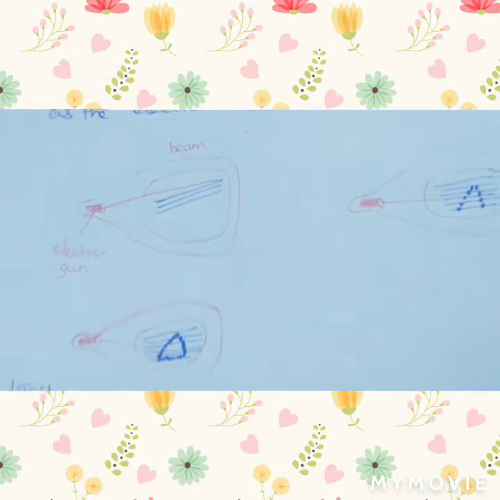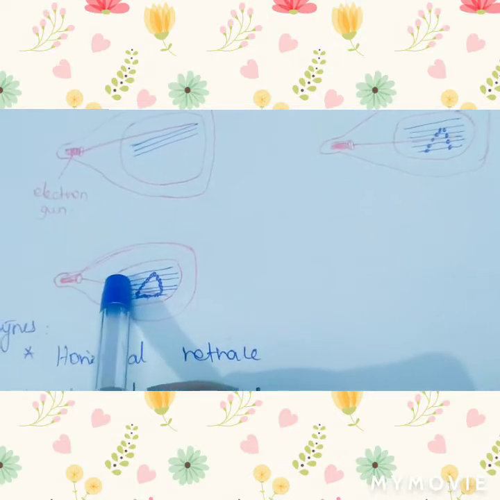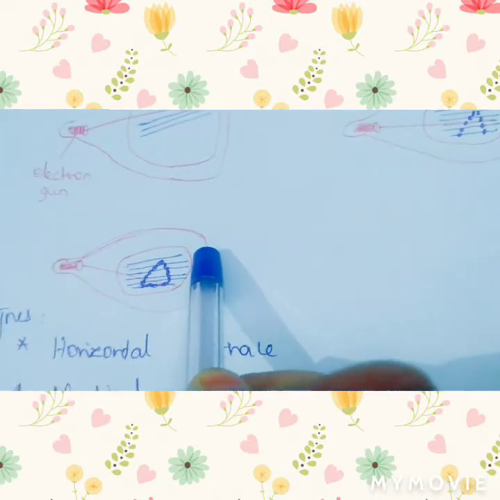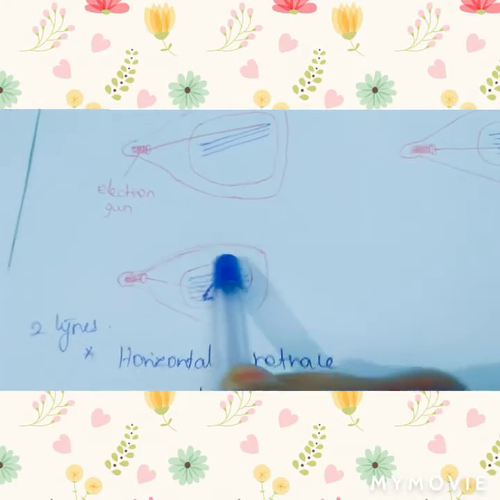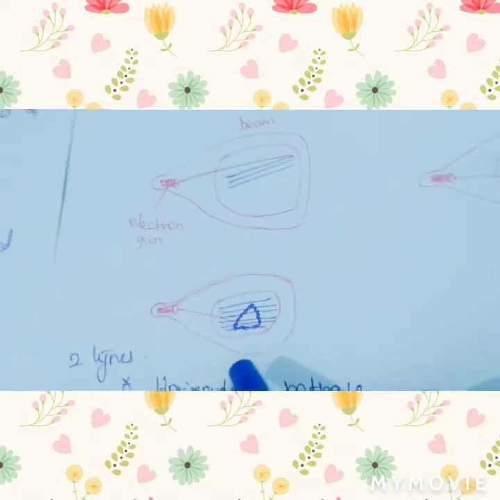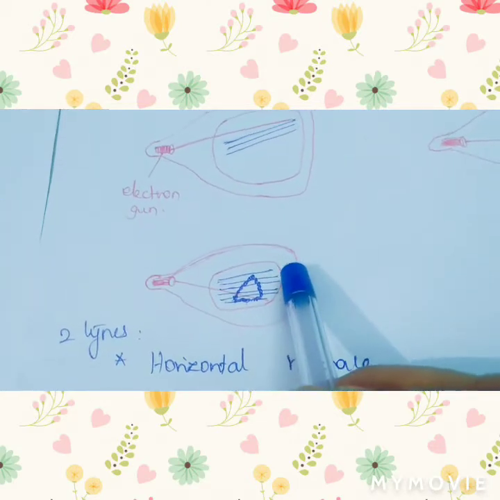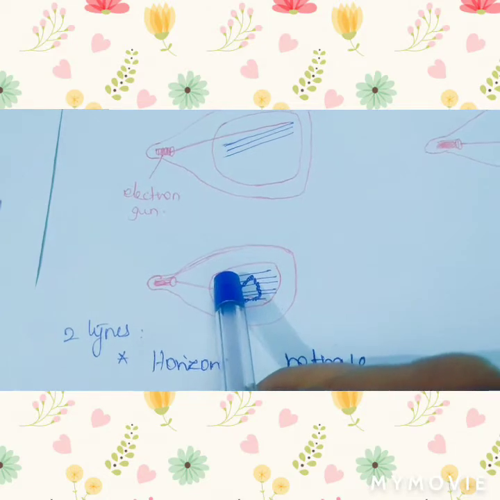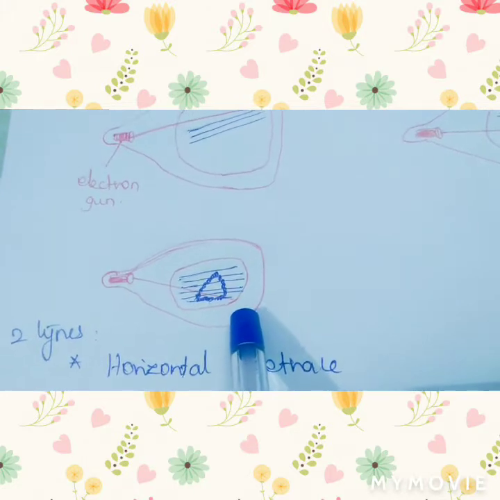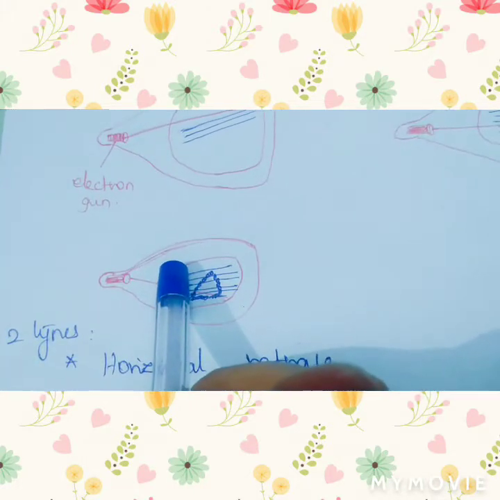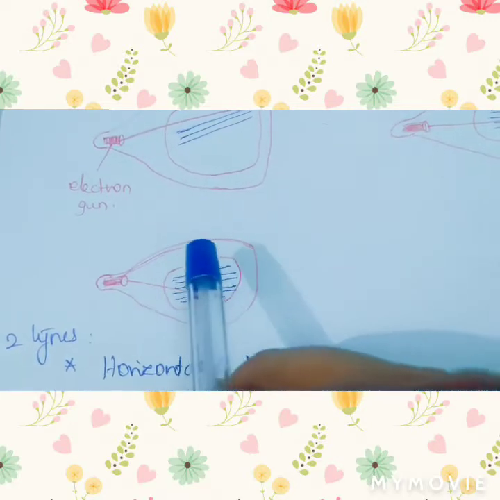Next one, vertical retrace, right? Vertical retrace means the electron beam starts from the top left corner of the screen. After processing all scan lines, it returns back to the top left corner of the screen to begin the next frame. So this is called vertical retrace. This is called one frame.